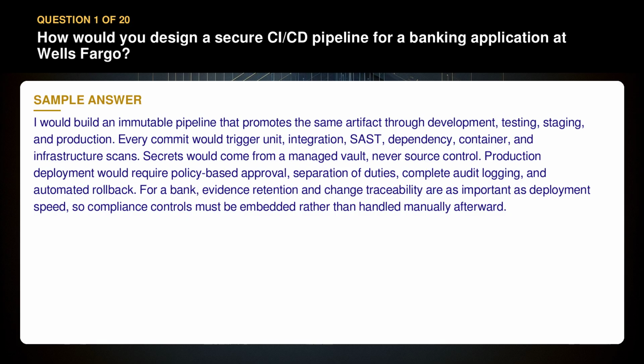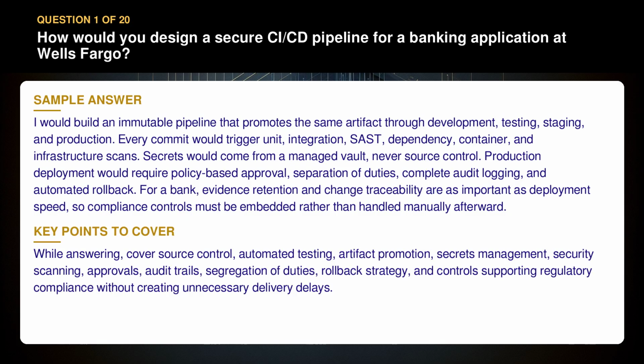For a bank, evidence retention and change traceability are as important as deployment speed, so compliance controls must be embedded rather than handled manually afterward. While answering, cover source control, automated testing, artifact promotion, secrets management, security scanning, approvals, audit trails, segregation of duties, rollback strategy, and controls supporting regulatory compliance without creating unnecessary delivery delays.